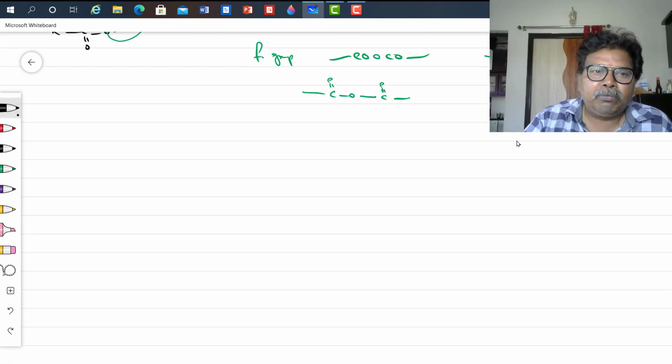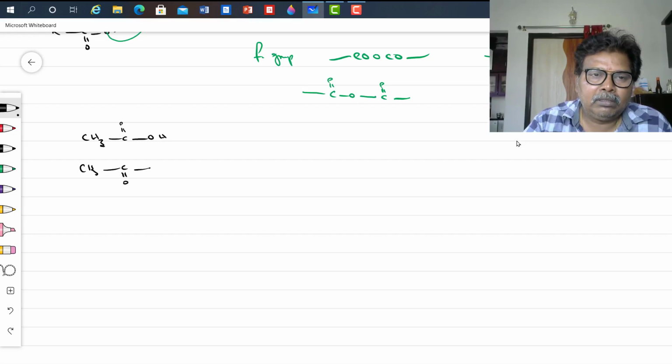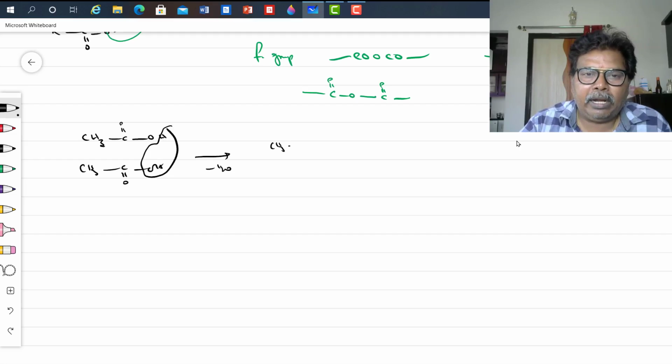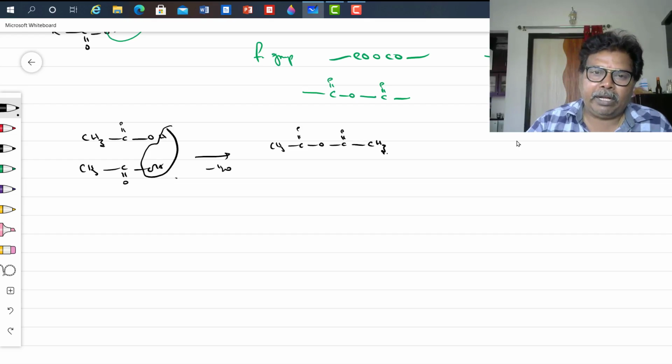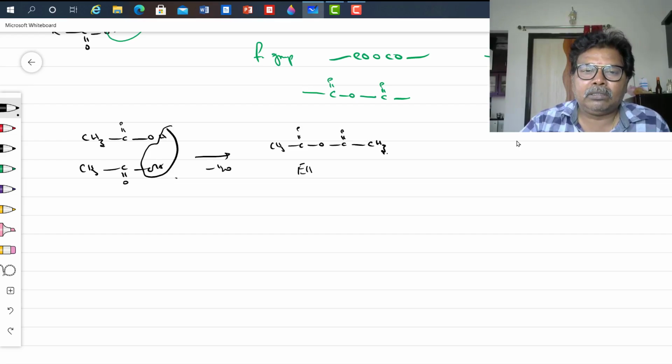Suppose the compound is formed by dehydration of acetic acid, then the compound is called acetic anhydride. In IUPAC, it is ethanoic acid and this is called ethanoic anhydride.